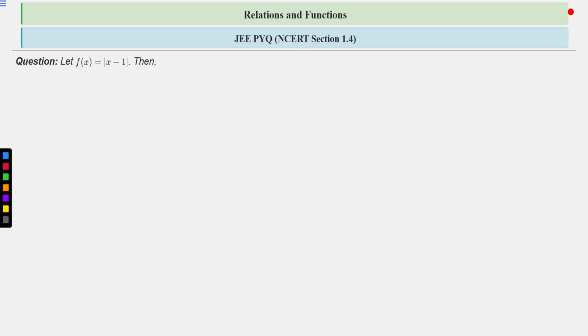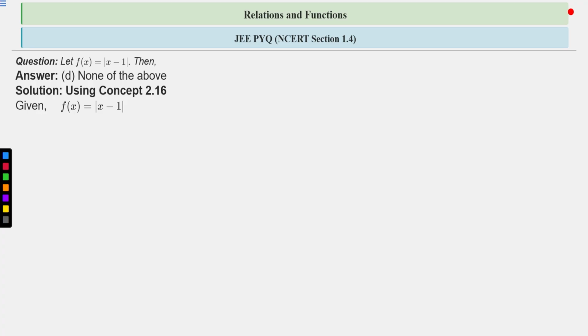The question was f(x) is equal to mod of x minus 1. Then the correct option is option D, none of the above. Correct option is option D, none of the above. Let us see the solution part.